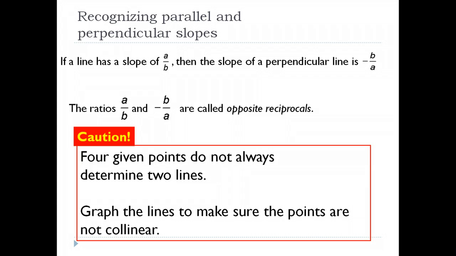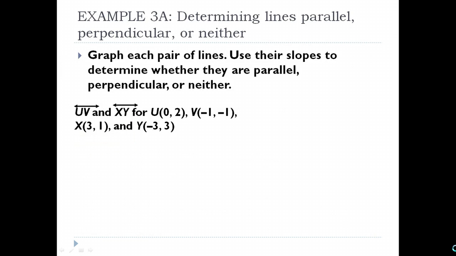Let's keep in mind, just because we're given 4 points, it doesn't mean they always determine two lines. Graph the lines to make sure the points are not collinear. They might all be on the same line. Let's determine whether lines are parallel, perpendicular, or neither. Graph each pair of lines, use their slopes to determine whether they are parallel, perpendicular, or neither.